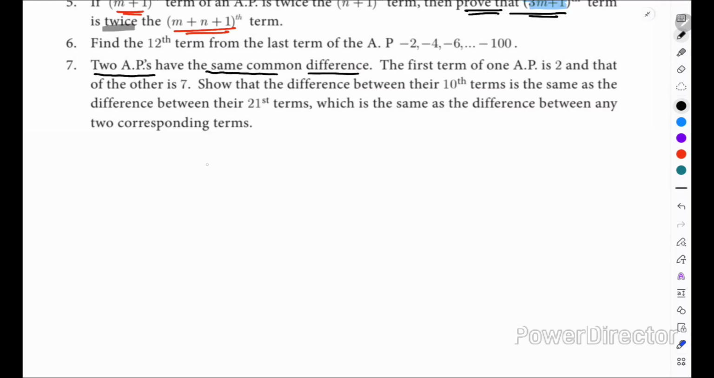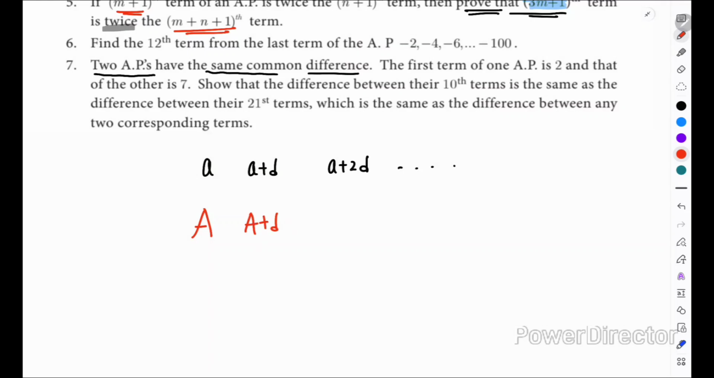Okay, so let me write one small AP: a, next is a plus d, next is a plus 2d. This is one AP. So let me write one more AP, capital A. See, what is the big difference I'm committing? Capital A, that's it, then capital A plus d.